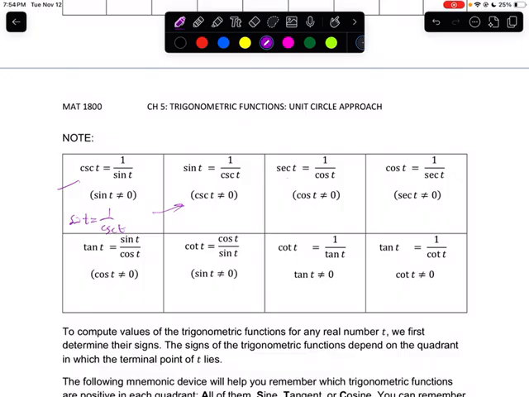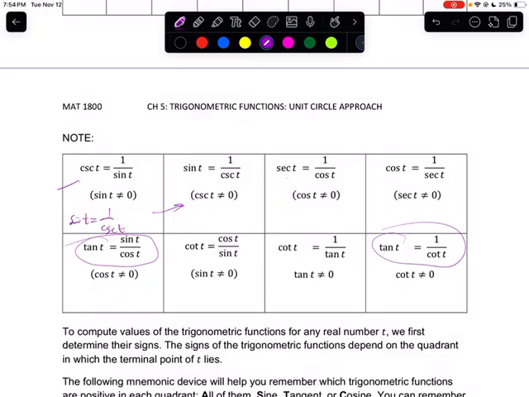So these are reciprocals of each other. Tangent of t is equal to sine t over cosine t. So tangent has 2 definitions. One is that tangent is sine t over cosine t, and also tangent is 1 over cotangent t.